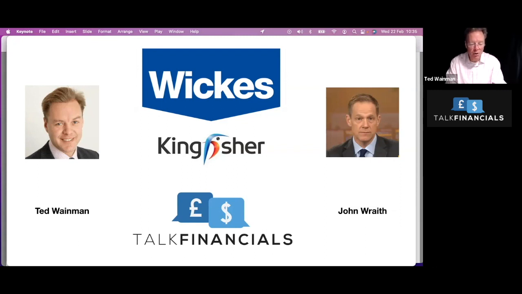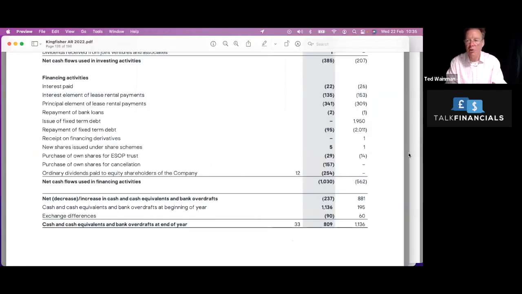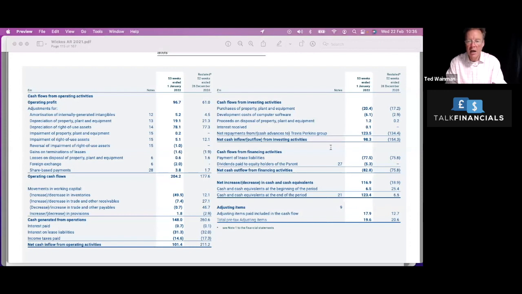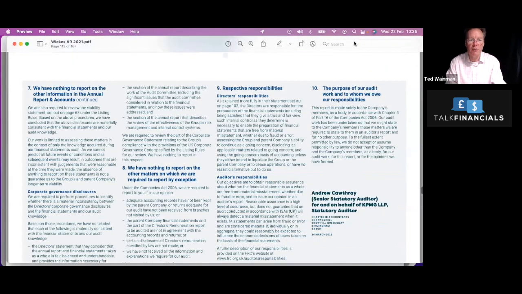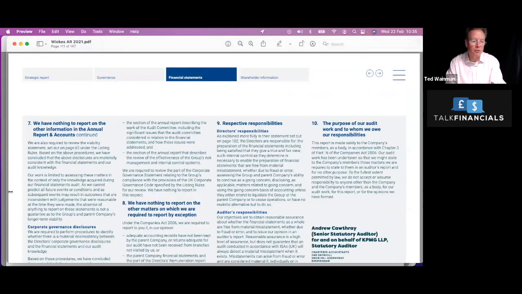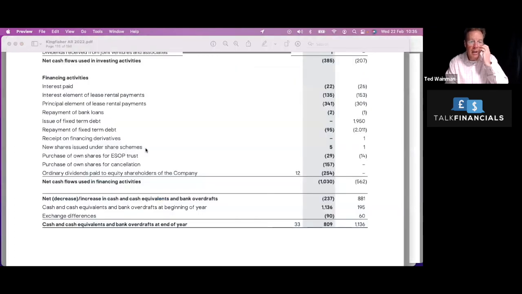You can kind of take your pick from those two comments. And I'm sure, Johnny, will give us your view in a minute. Before we do that, though, let's just jump back into these two guys and look at their CEOs. We start off with Kingfisher. Sorry, I'm on Wickes at the moment. Here we go. Here's Kingfisher.